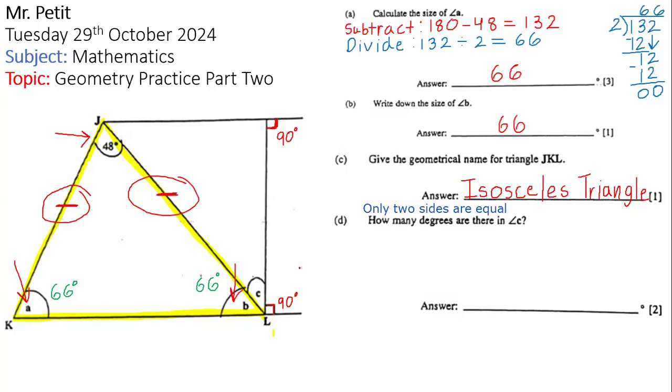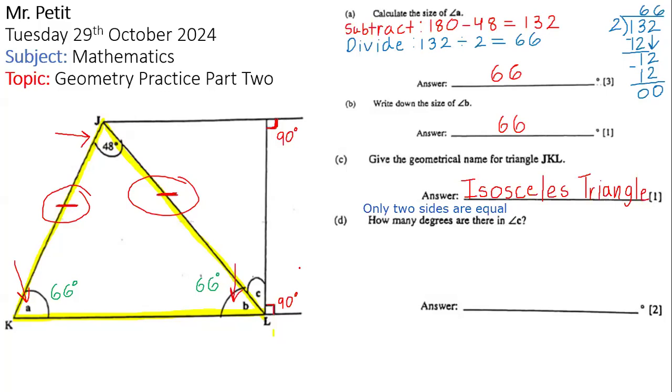Go ahead, Aiden. I think C and B kind of look like a complementary angle. So I think we would subtract 66 from 90. That is correct. You could do that. There's another way we could do it.